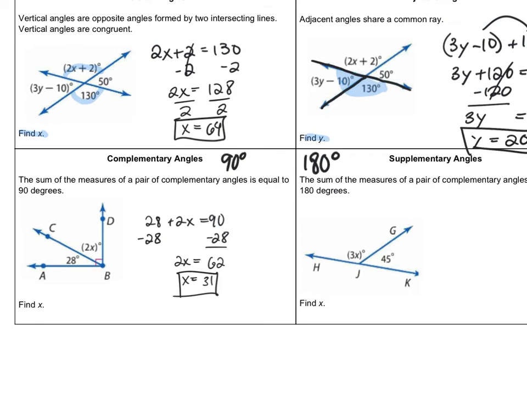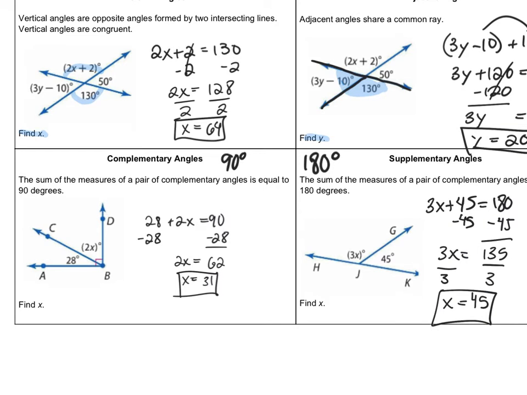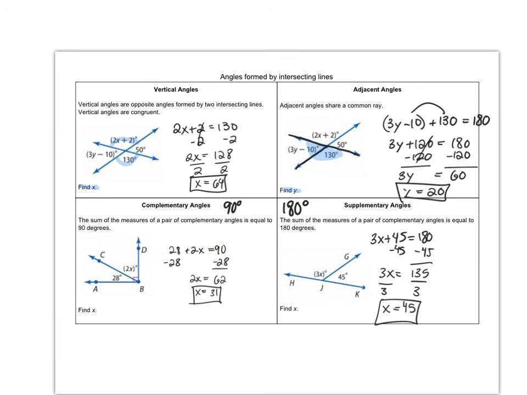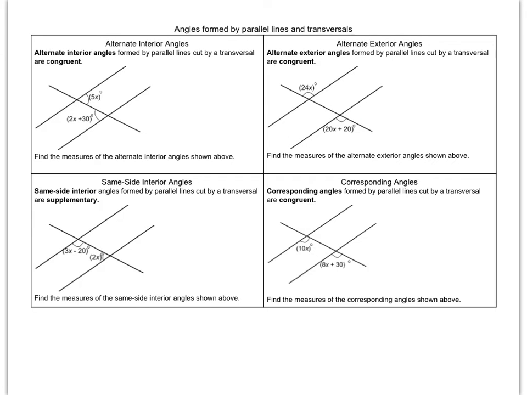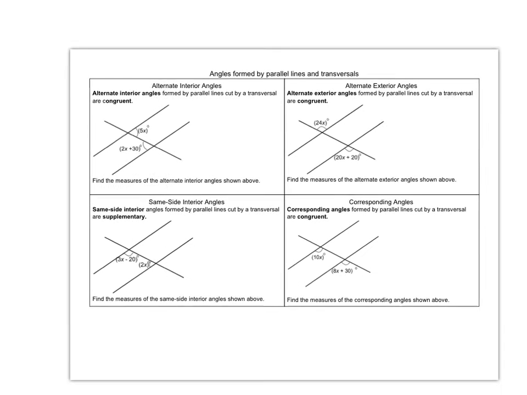In the second example, the example for supplementary angles, we'll want to write 3x plus 45 equals 180. And notice again, we could also describe these 2 angles as a linear pair, since together they do make a line. And the solution to this equation is 45. So x equals 45. So these are 4 basic angle relationships that you can use to find the measures of missing angles. Now let's look at parallel lines and transversals.